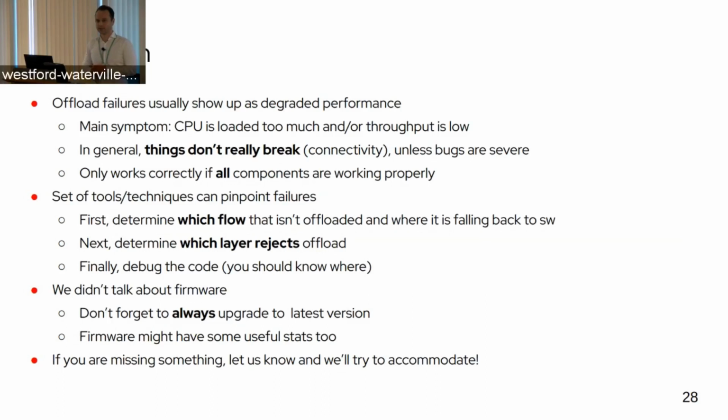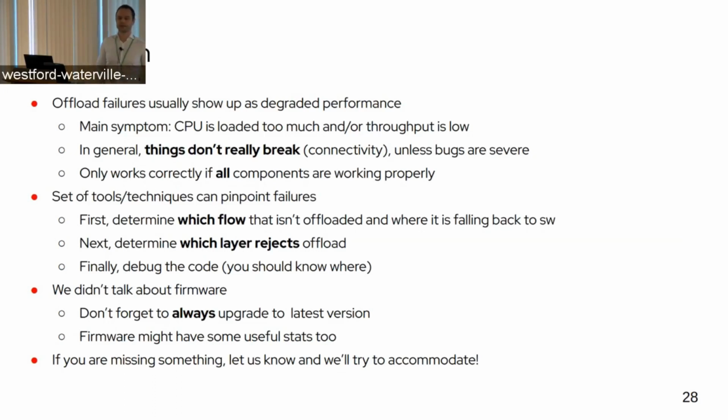In general, and this is with a big asterisk, things don't break because it should work transparently. But if for whatever reason some part has a bug, of course the connectivity might break if you enable offload, which is a bit weird, but bugs happen. As we've seen, there are many components at play, so it only works correctly if all of those things work properly together. If there's an issue in one of them, then you might see some issues.